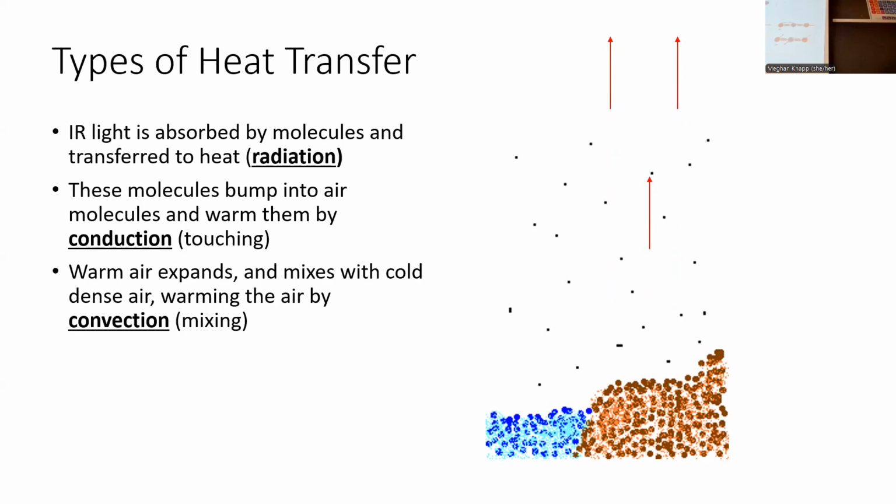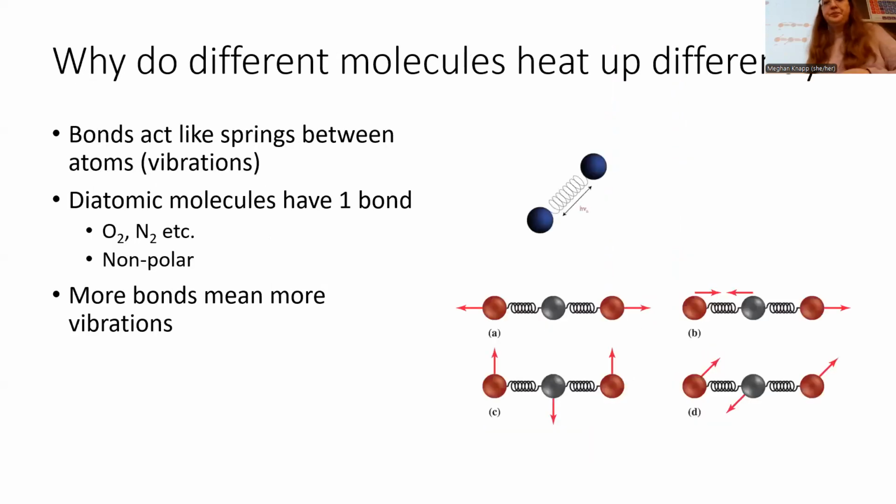Okay, so let's think about the molecules. Sometimes when we make molecules, and we're going to be making molecules here in a minute, we'll use a stick to represent that bond. But really, the nuclei can move further apart and closer together. And so it acts like a spring. And that's what gives us our vibrations.